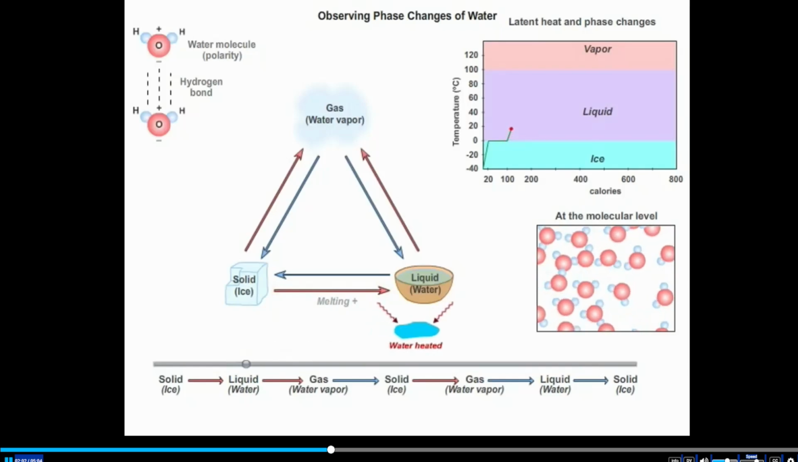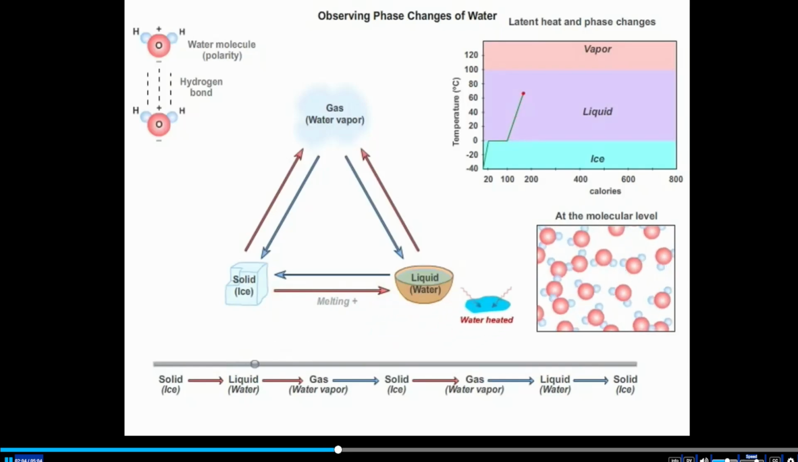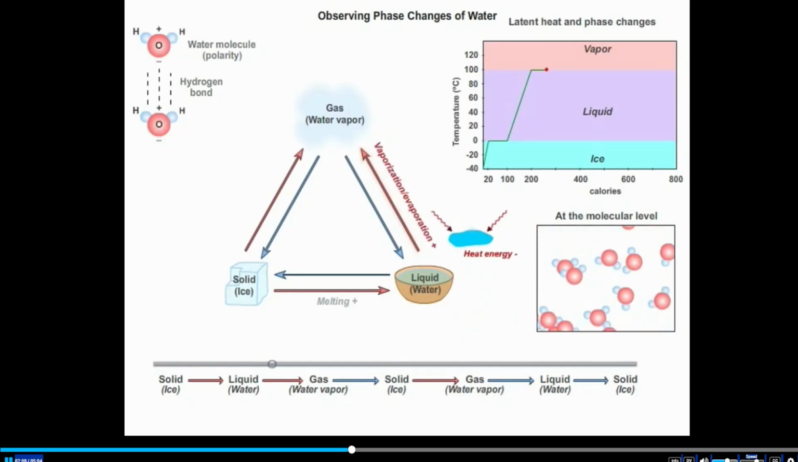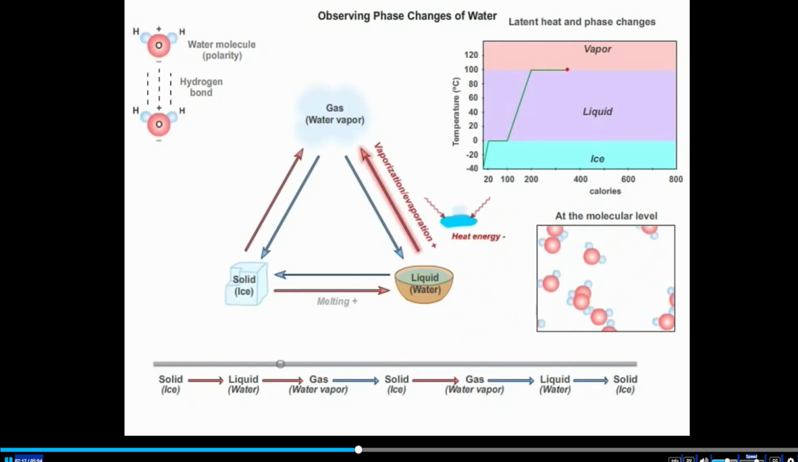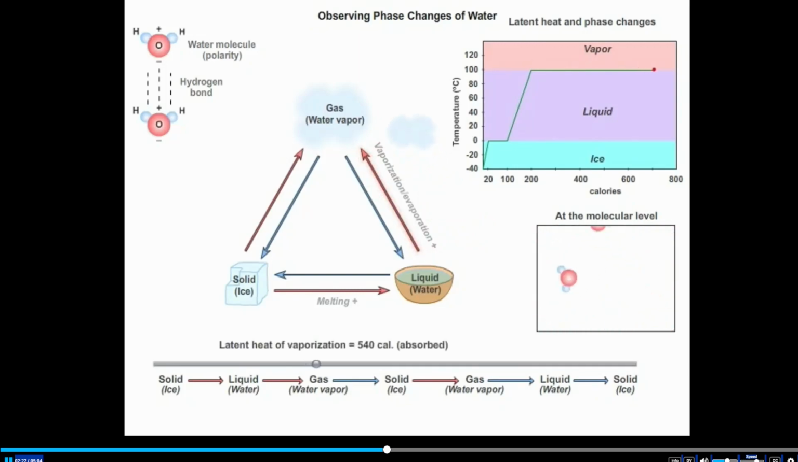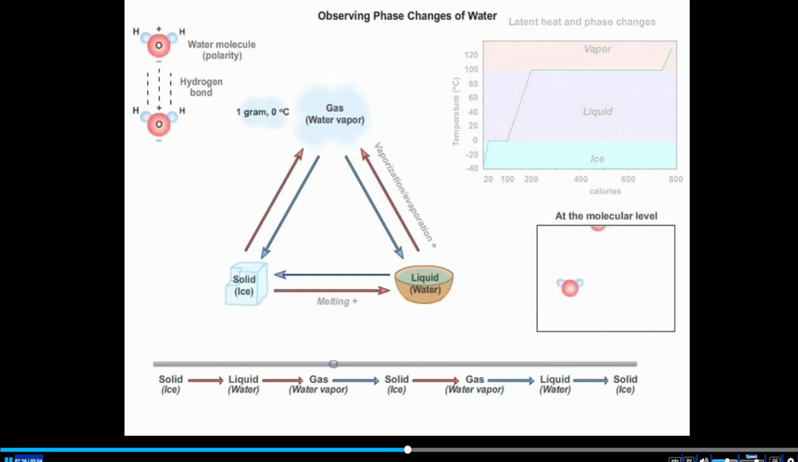Next, in order to raise the temperature of the liquid water to its boiling temperature of 100 degrees Celsius, more heat must be added. To completely vaporize 1 gram of liquid water at a temperature of 100 degrees Celsius, an additional 540 calories of heat energy are required. This is known as the latent heat of vaporization. In the molecular view box, you can see that the molecules of water vapor are now highly agitated.